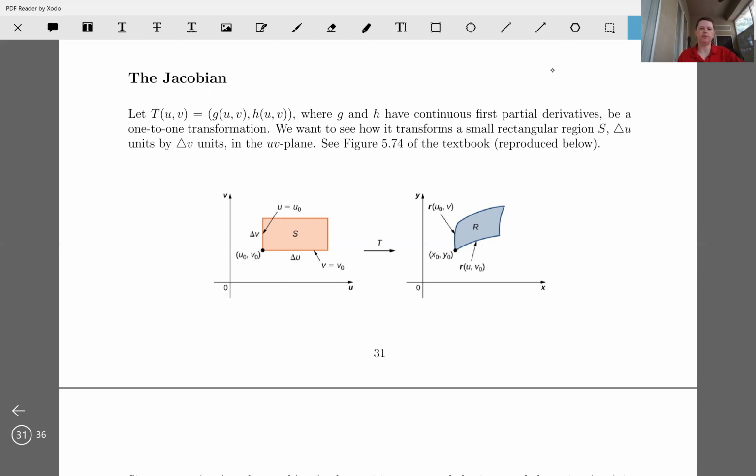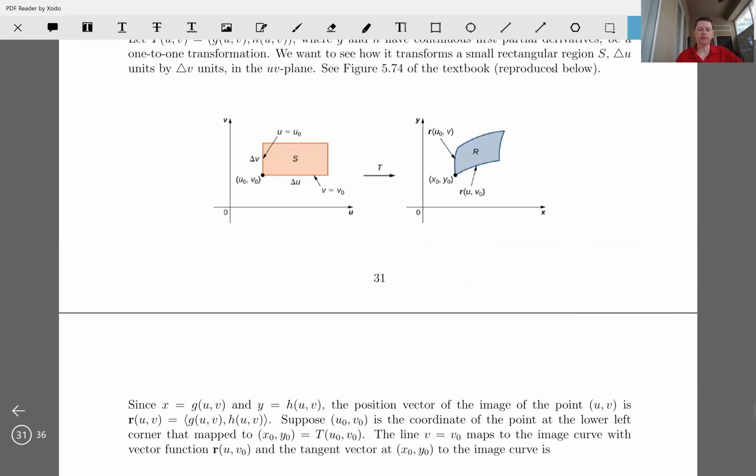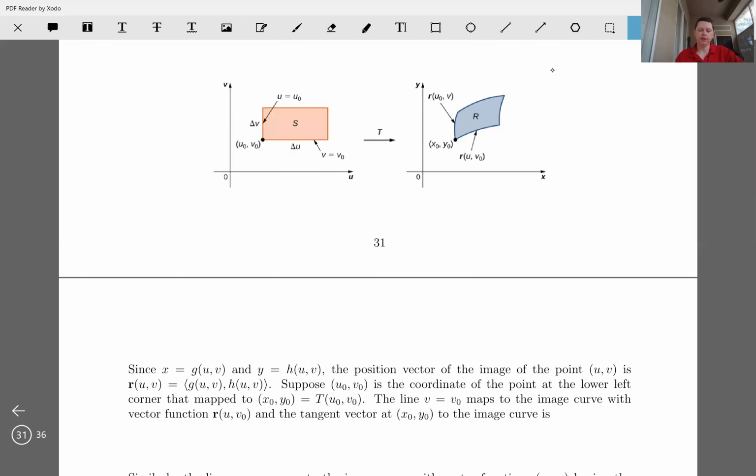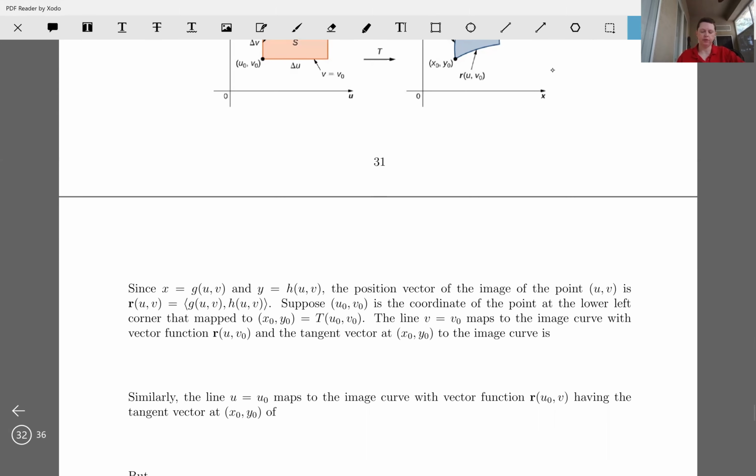Figure 5.74 of the textbook, which you see here, is an illustration of what we're doing. So x is going to be g of (u,v), and y is going to be h of (u,v). And so that tells us the position vector of the image of some point (u,v) in S is going to be r of (u,v). That's the vector-valued function. r of (u,v) is the vector whose components are g of (u,v) and h of (u,v). Let's suppose now that (u sub 0, v sub 0) is the coordinate of the point at the lower left corner that we see here, and assume that it's mapped to the point (x sub 0, y sub 0). So in other words, (x sub 0, y sub 0) is equal to the transformation applied to the point (u sub 0, v sub 0).